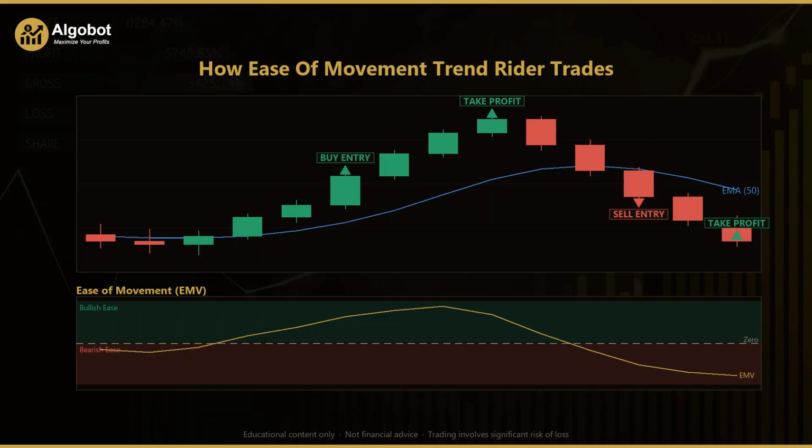So across this single illustration, you've seen both halves of the strategy, a long that joined an efficient advance and a short that joined an efficient decline, each requiring trend, ease, and structure to align, and each managed with a volatility-based stop and a defined target. Of course, this is a clean, illustrative example. Real markets produce false starts and losing trades too, which is why disciplined risk control matters on every single position.